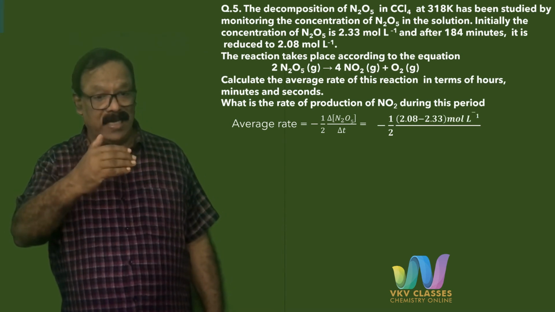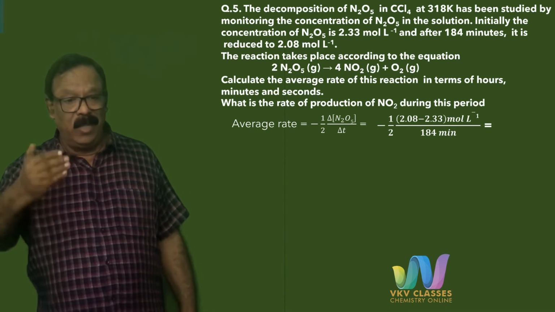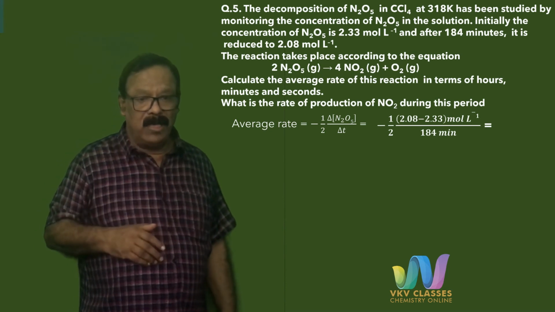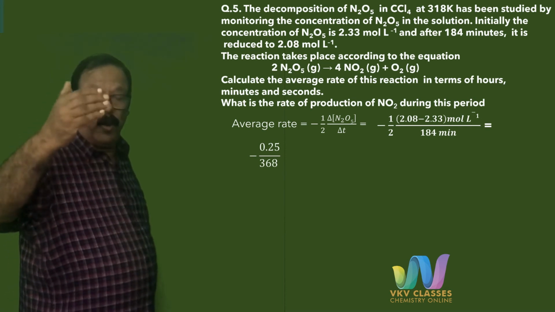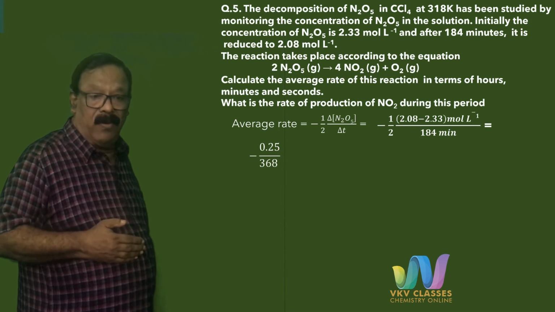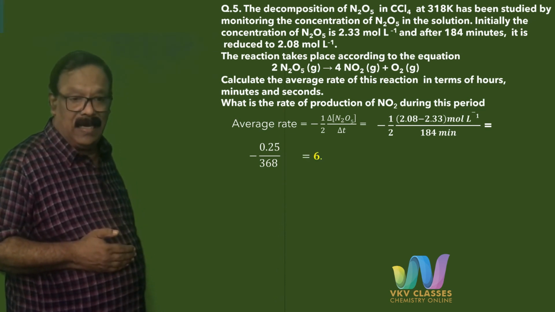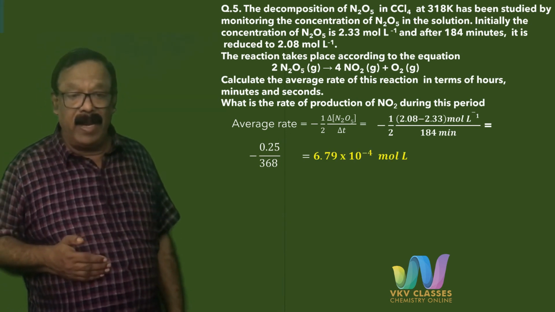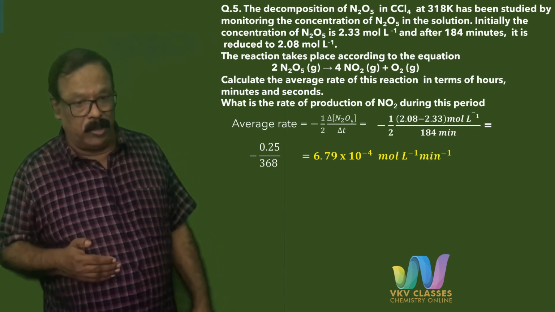That is the final concentration. Minus 2.33. That is the initial concentration. You divide it by 184. That is the time gap in minutes. And for that you will be getting the answer as 2.08 minus 2.33. You will get minus of 0.25 by 368. And you will get the answer as 6.79 into 10 power minus 4 mole per liter per minute.